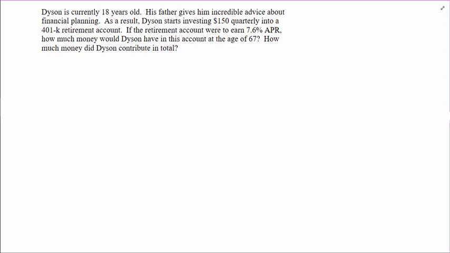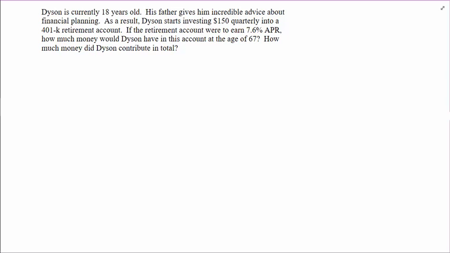First, Dyson is currently 18 years old. His father gives him incredible advice about financial planning. As a result, Dyson starts investing $150 quarterly into a 401k retirement account. If the account were to earn 7.6 APR, that's our interest rate, how much money would Dyson have in his account at the age of 67? How much money did Dyson contribute in total?